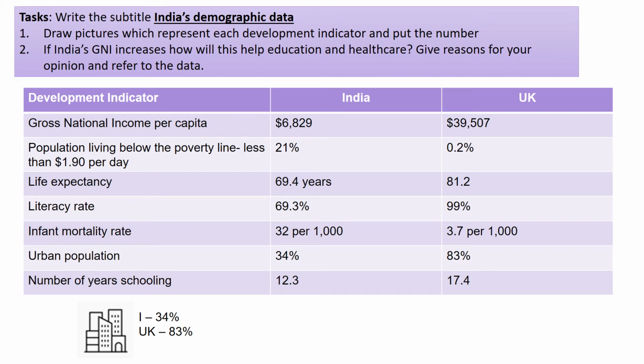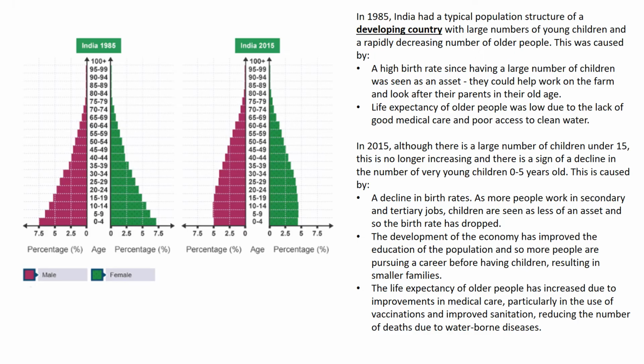Please answer question 2 in full sentences. Next week, we'll look in detail at why more people live in the UK than India. Here, we have 2 population pyramids, one representing the population of India in 1985 and the other representing India's data in 2015.